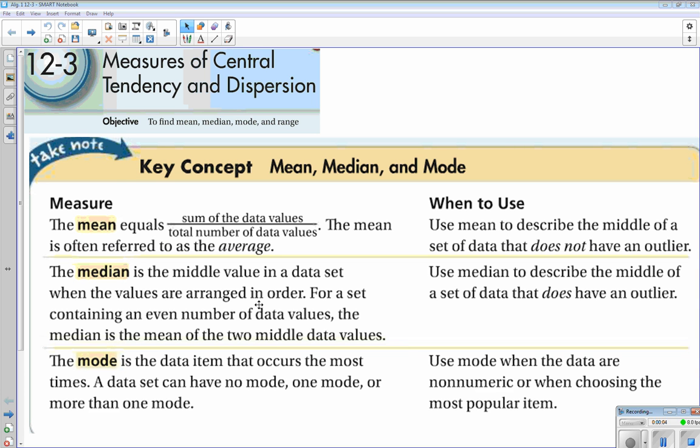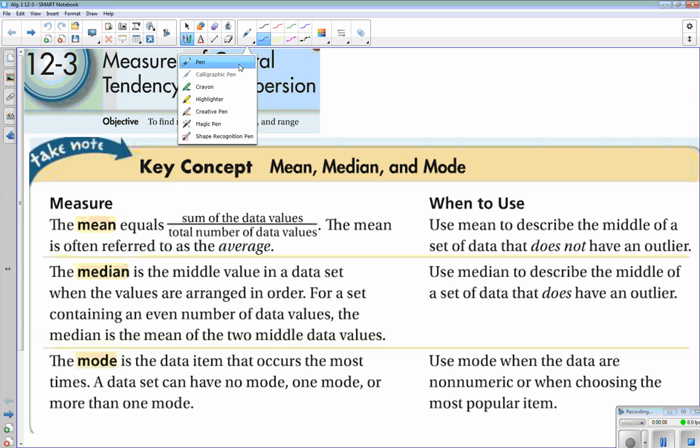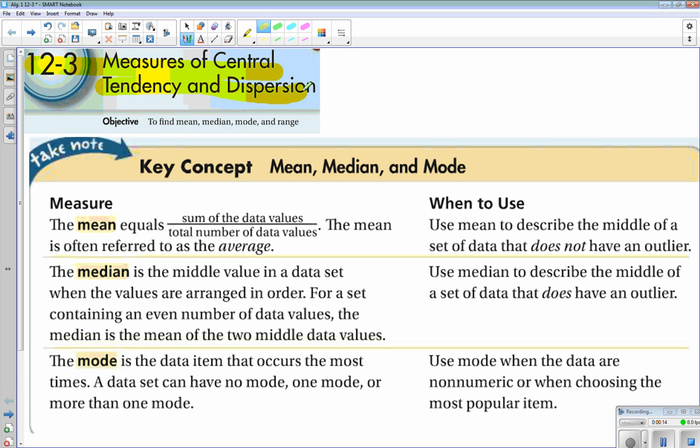All right, this is 12-3, measures of central tendency and dispersion. Our objective is to find the mean, median, mode, and range. So most of you guys know what mean, median, mode is, but it's important that we review because it's been so long since we've messed with this material.